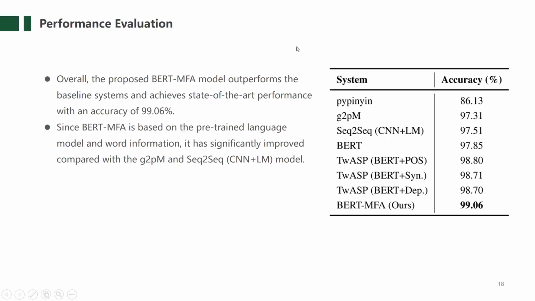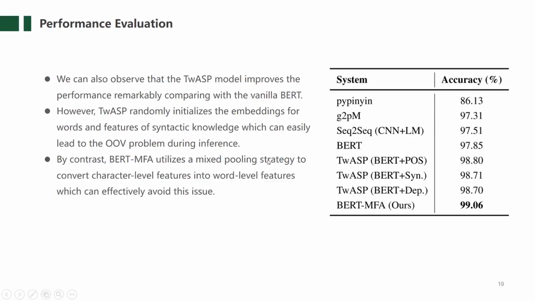Overall, this is the performance. Overall, the proposed BERT MFA model outperforms the baseline systems and achieves state-of-the-art performance with an accuracy of 99.06%. Since BERT MFA is based on the pre-trained language model and word information, it significantly improved compared with the G2PM and the sequence-to-sequence model. We can also observe that the TWSP model improved performance.